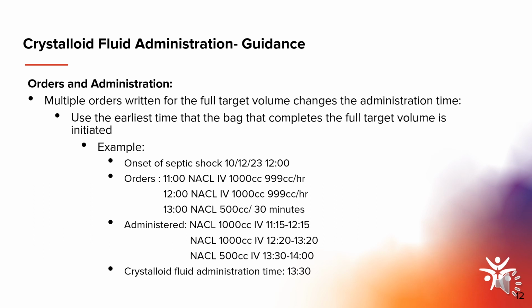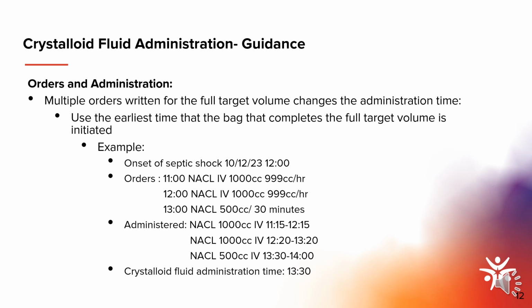We've got the onset of septic shock at 12 o'clock. We have the orders separately written out. At 11 o'clock, we've got 1,000 cc's ordered at 999 cc's per hour. At 12 o'clock, another order was written. It was 1,000 cc's at 990 cc's per hour. At 1 o'clock, there was an additional order written for 500 cc's over 30 minutes.